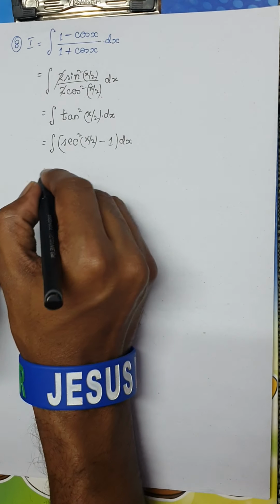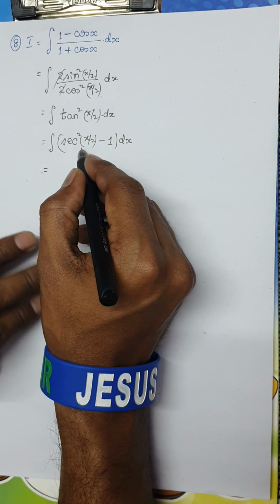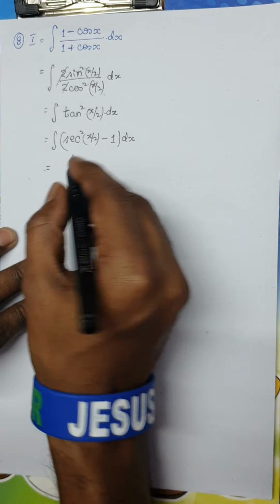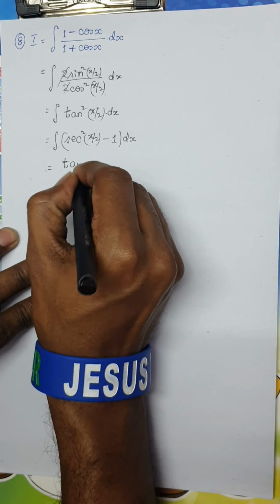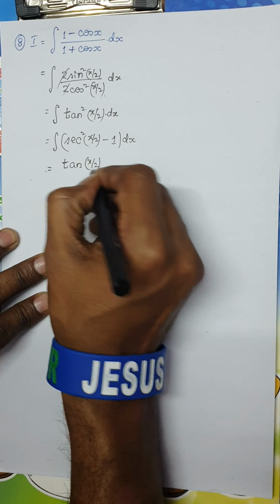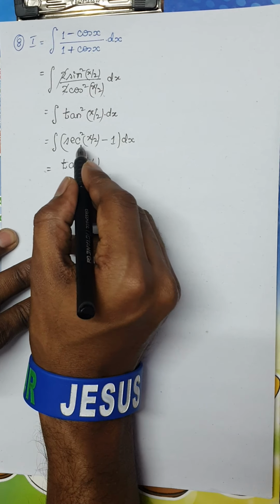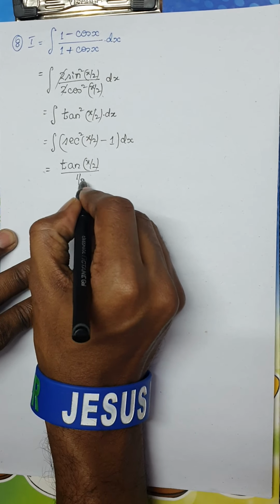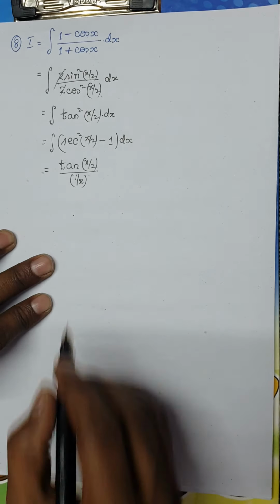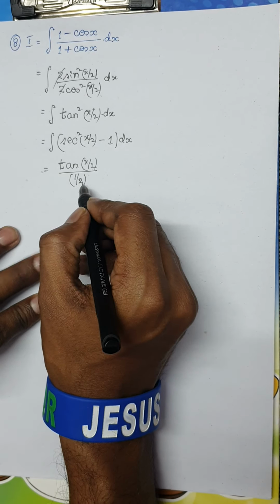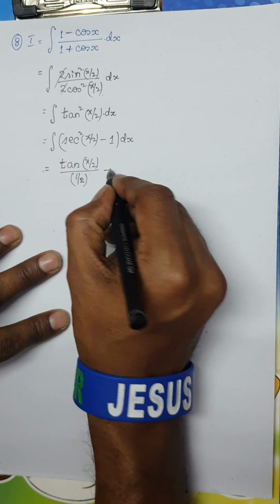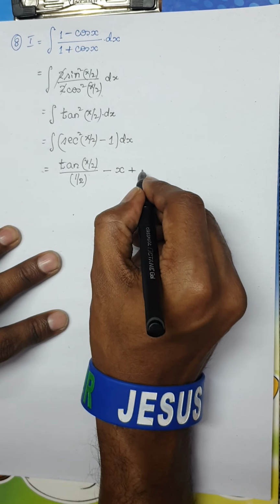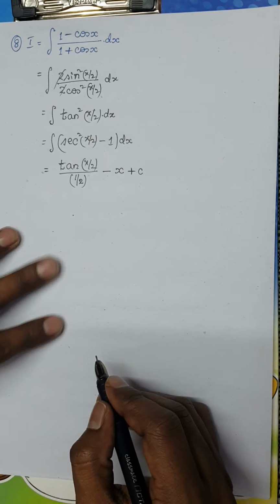Now the integral of secant square is a standard integral. So the integral of secant square is tan. So I'll get tan of x by 2. Remember, it is like secant square ax. The integral of secant square ax is tan ax divided by a. Your a is nothing but half. So tan of x by 2 divided by 1 by 2, minus the integral of 1 dx, which is x plus c, the constant of integration.